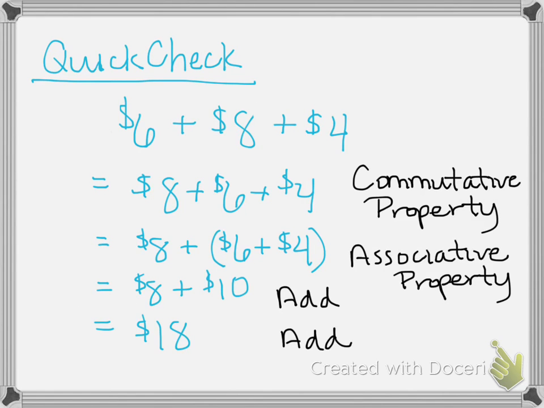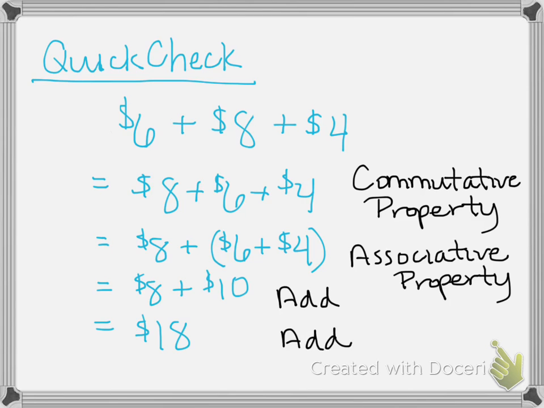The quick check for problem 1 says you spend $6 for dinner, $8 for a movie, and $4 for popcorn. Find your total cost. Explain which property or properties you used. So I wrote out my numbers in the order that they were listed in the problem. So $6 plus $8 plus $4. Well, I then used the commutative property, so you need to write on the side which property you used only because it specified and it says to explain the property you used. So I used the commutative property first and I rewrote those numbers in a different order.